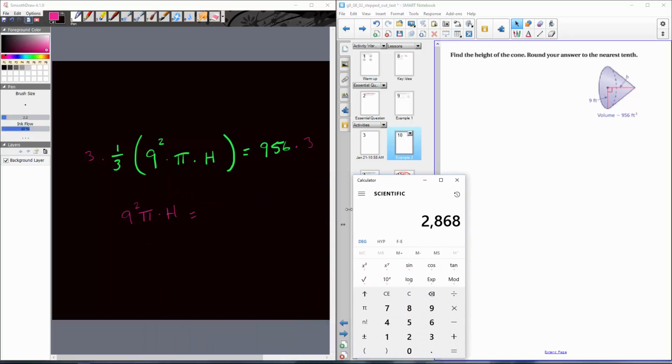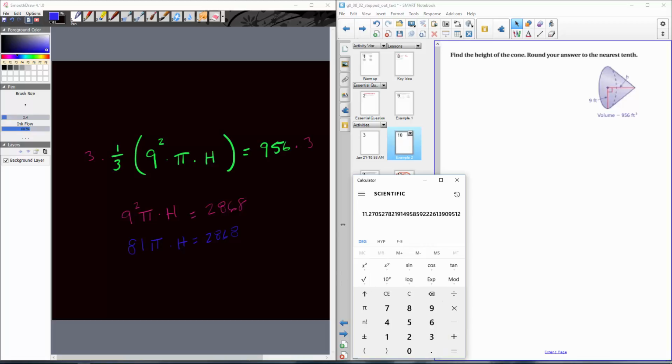So let me just write this down. 2868. Now I want to figure out this right here, so let me change the color. So 9 times 9 is 81 pi times h equals 2868. And now I could take 81 times pi, or I could divide this by 81 first of all. Oh, that's a not so nice number, is it? And then I will take that and divide it by pi. And I get this number here.